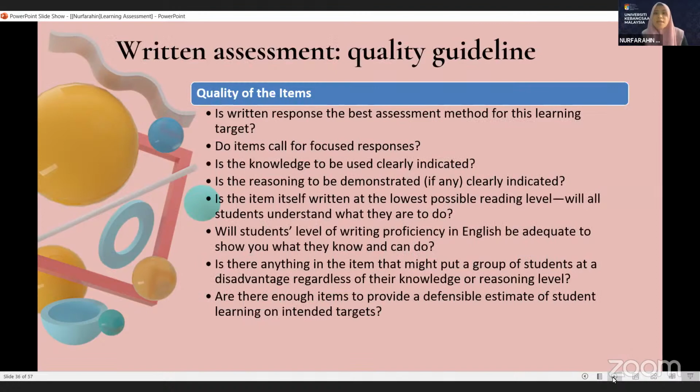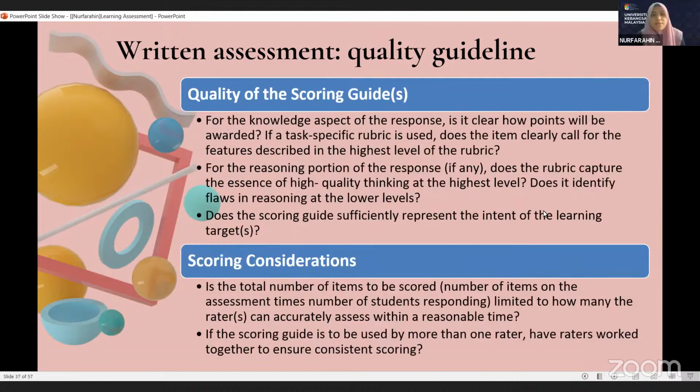Okay, this is a quality guideline on how best to design a written assessment. You can look at the quality of the items. There are many questions that you can read to help you design a good written item for written assessment. Next, you need to assess the quality of the scoring guide. So how do you score, or how do you grade a written assessment? And then you need to also consider different ways of scoring.